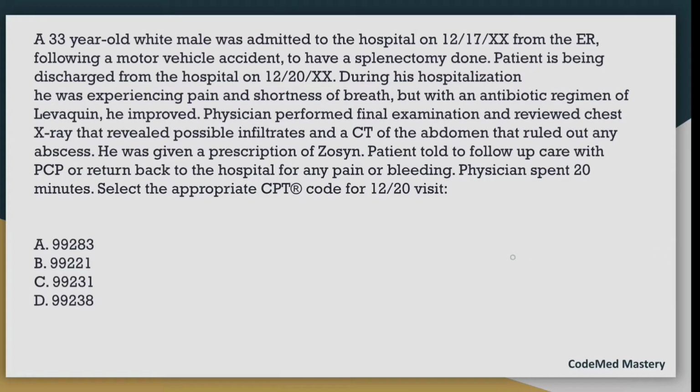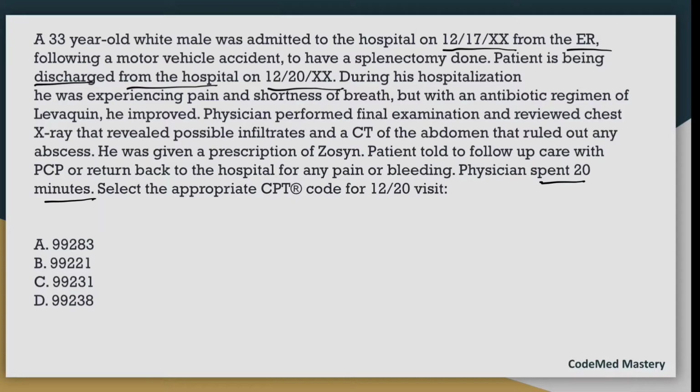So let's highlight the main terms in the question. Here he was admitted to hospital on this date from the emergency room and he was discharged from the hospital on this date. As I already told you while discussing the guidelines, if in the question they have mentioned discharged, then you will go for discharge services. You will get an idea by looking at the question. And here they have mentioned physician spent 20 minutes. Now let us check the options.